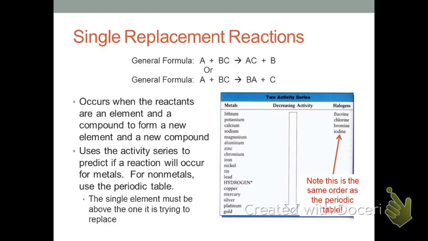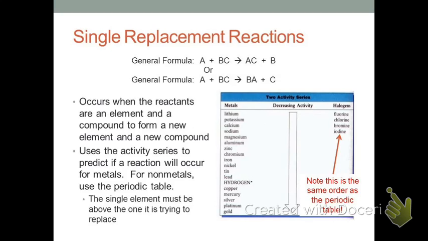The next type is single replacement. Single replacement can occur in one of two ways. If A is a metal, in the first one, it will replace B and bond with C, so that's the first case. In the second case, if A is a nonmetal, it'll switch with C and bond with B. Now, single replacement will occur when you have an element and a compound reacting together to form a new element and a new compound.